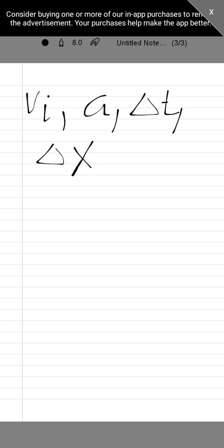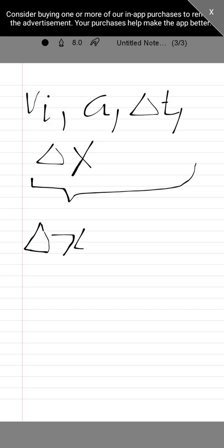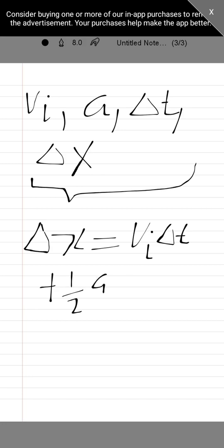So these are the very important variables, and now we can identify a kinematic equation that best fits this. This is the one that satisfies these variables. Displacement is equal to initial velocity times change in time plus half acceleration times change in time squared.